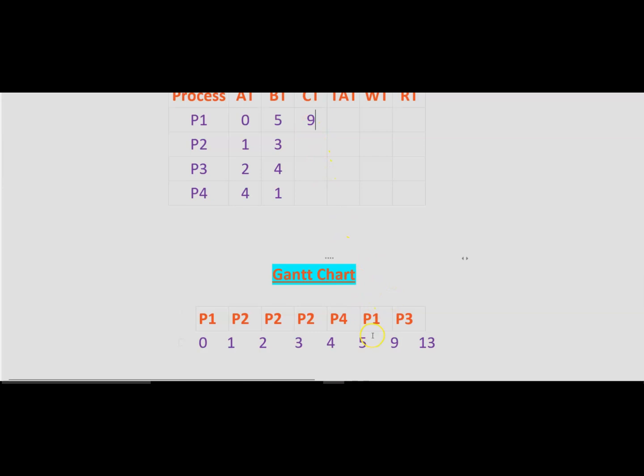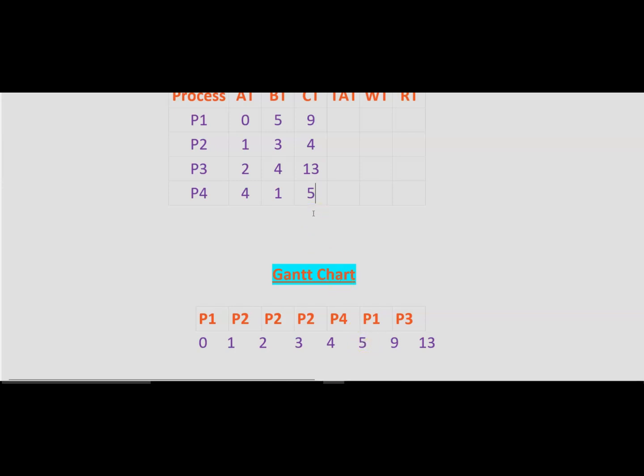The second is the P2 process. When P2 is releasing the CPU, that is at 4. Through the Gantt chart only we are looking at all these values. So the value 4 will come at this place. Next we have the P3 process. When P3 is releasing the CPU, that is 13. From the Gantt chart we can see the last one is P4. When P4 is releasing the CPU, that is at 5. Yes. So I will write the value 5 over here.